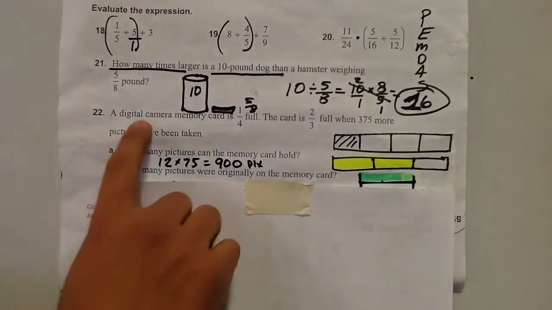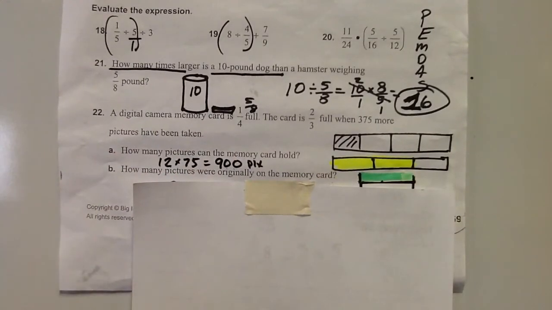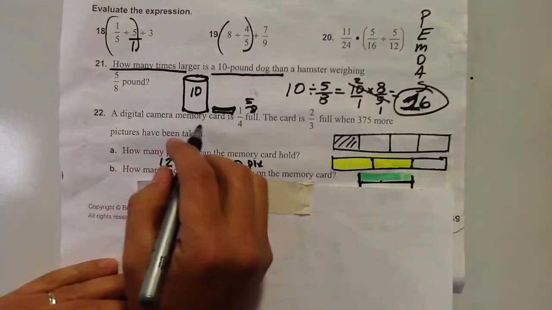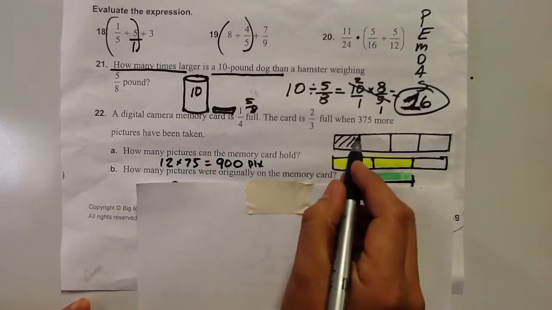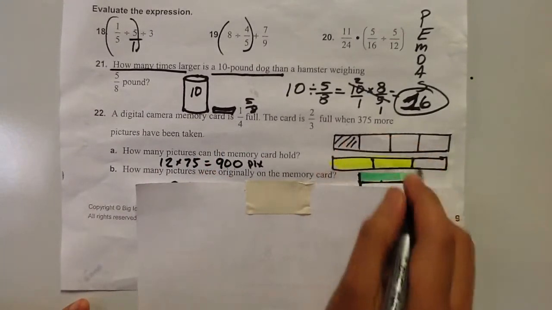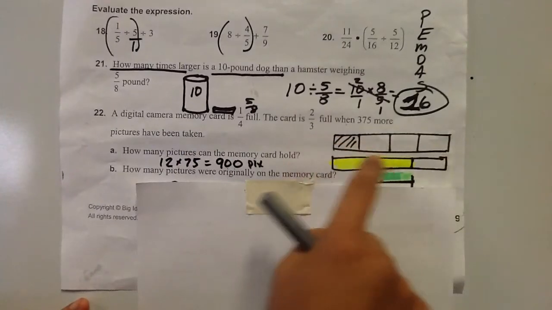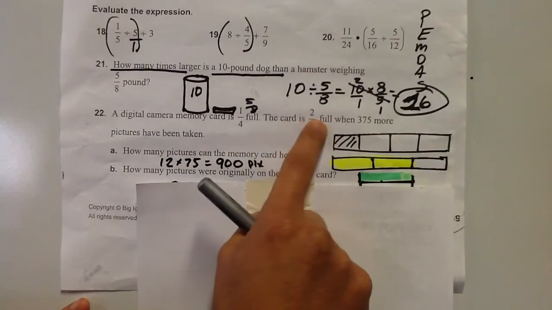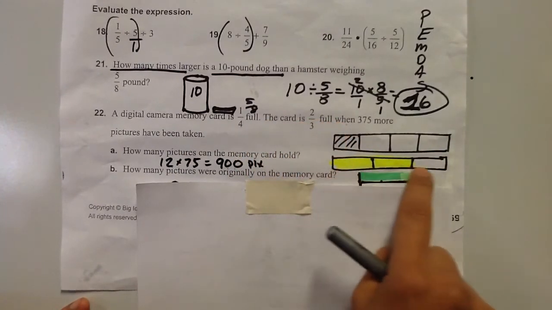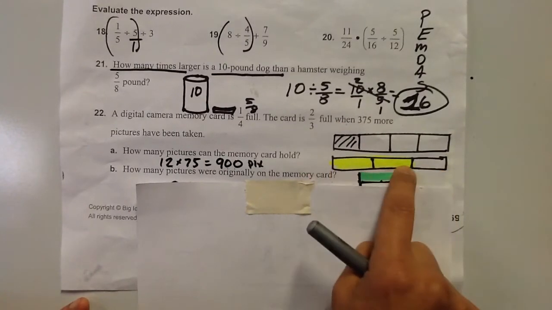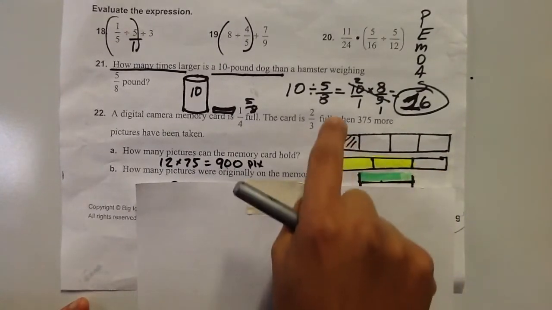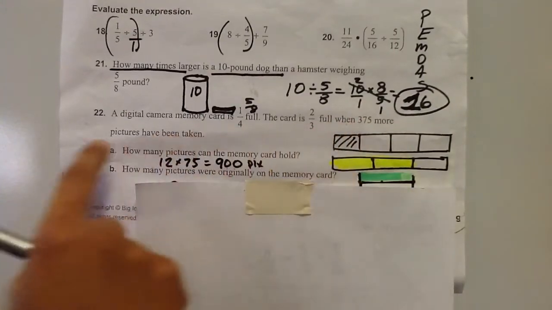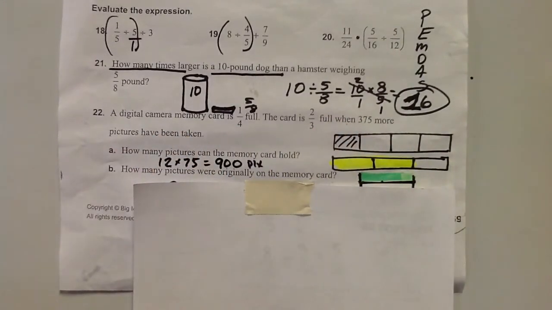So here we have a digital camera, and you can see I'm sketching, not sketching as in freaking out, but sketching so I can see what it looks like. A digital camera memory card is 1/4 full. So here it is, here's 1/4 full. And then the card is 2/3 full. So here's the second idea of the card, 2/3 full, and I put that in yellow so you can see it, when 375 more pictures have been added. Yikes. What does that mean?